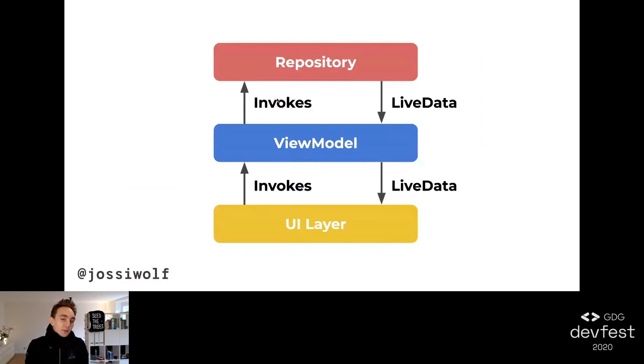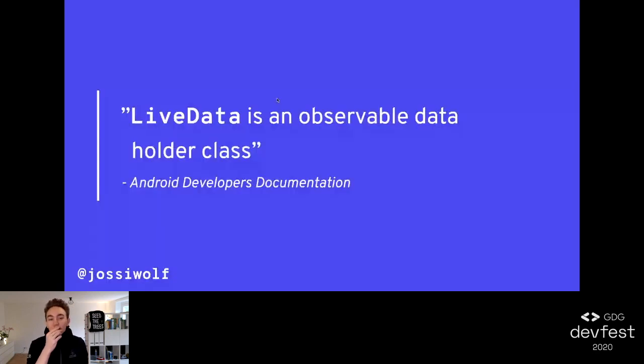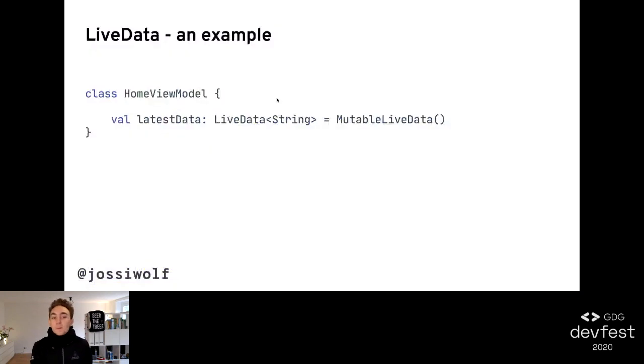We were like, okay, this looks fine. And so what even is LiveData? LiveData is an observable data holder class. So basically, LiveData is just an implementation of the observer pattern. Let's look at how that actually looks in code.